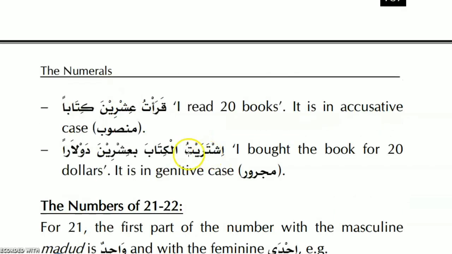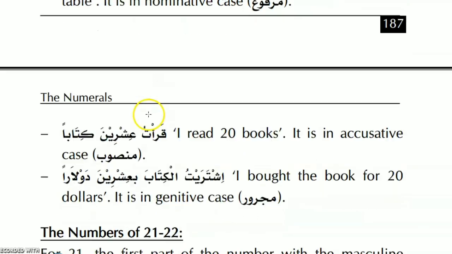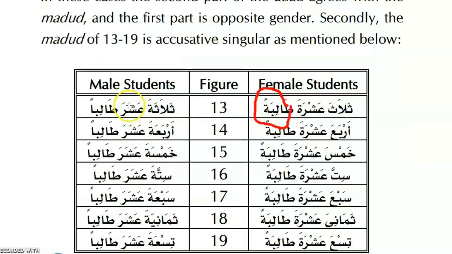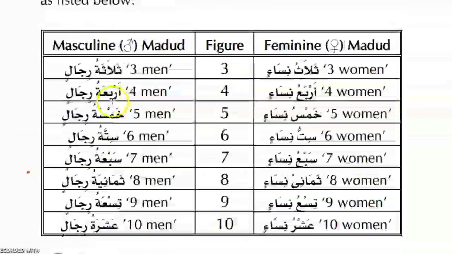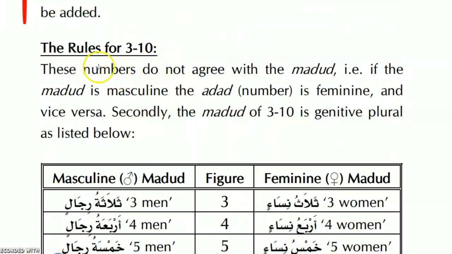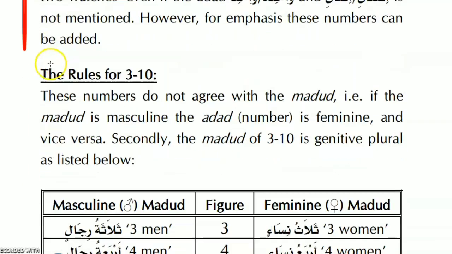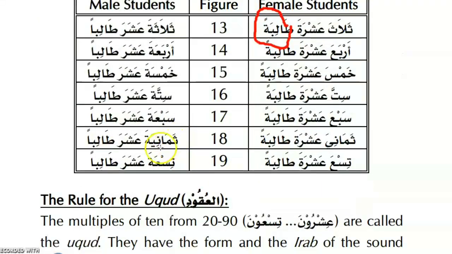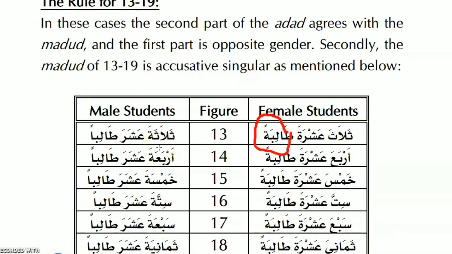Fine. So it's enough for today, inshallah. We will also learn some more rules in the next part of adad and madud. Hopefully you have understood everything, inshallah. What you have to understand are the rules for 3 to 10, 1 to 2, 11 to 12, and 13 to 19. Inshallah, we will understand from 20 to 100 in the next class.